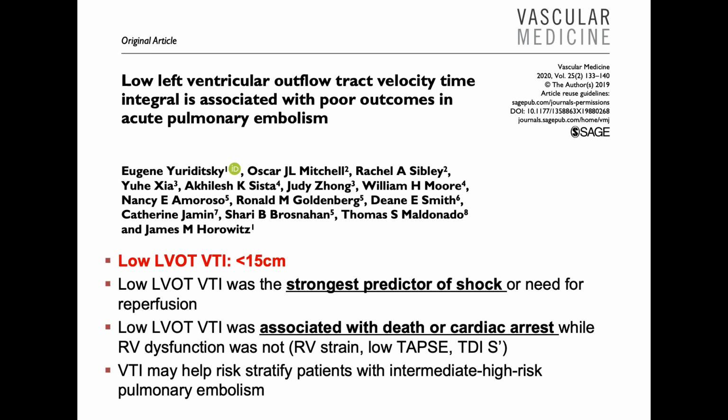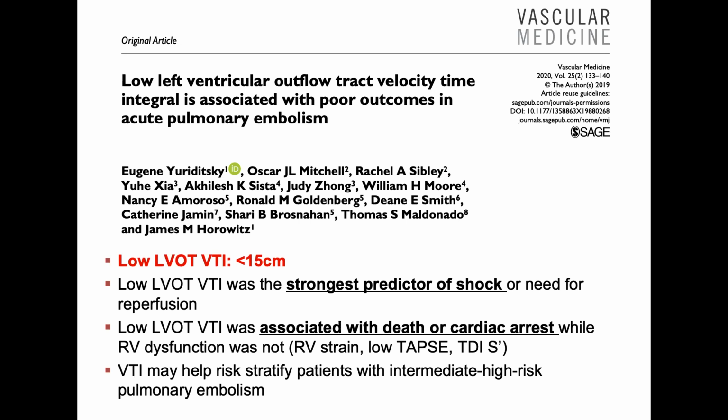So in this paper, a normal LVOT-VTI is 18 to 22. This paper defined a low one as less than 15, so even lower than what would be considered low for normal, or lower than normal. And this study showed that a low LVOT-VTI was the strongest predictor of shock or need for reperfusion. And a low LVOT-VTI was associated with death or cardiac arrest, but RV dysfunction was not.